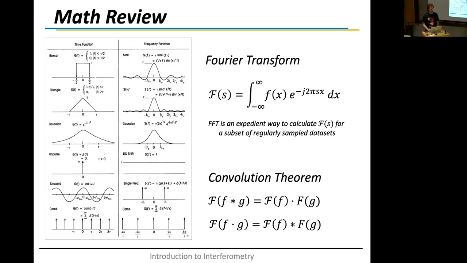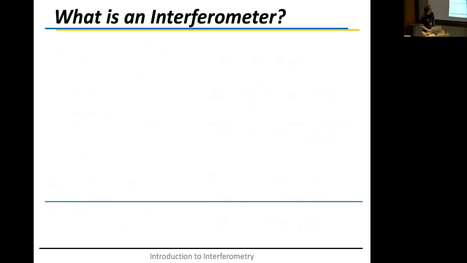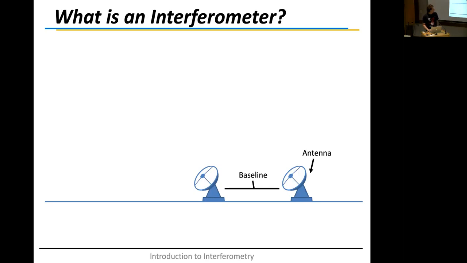All right, so back to the big question: what is an interferometer? Kind of picking up where Jonathan left off, we're here in radio astronomy land, so we deal with antennas, not the grammatically proper antennae. We have one antenna out in the middle of nowhere. That doesn't do any good for interferometry. In fact, we need two antennas together to form a baseline. And these antennas are ideally looking at something.